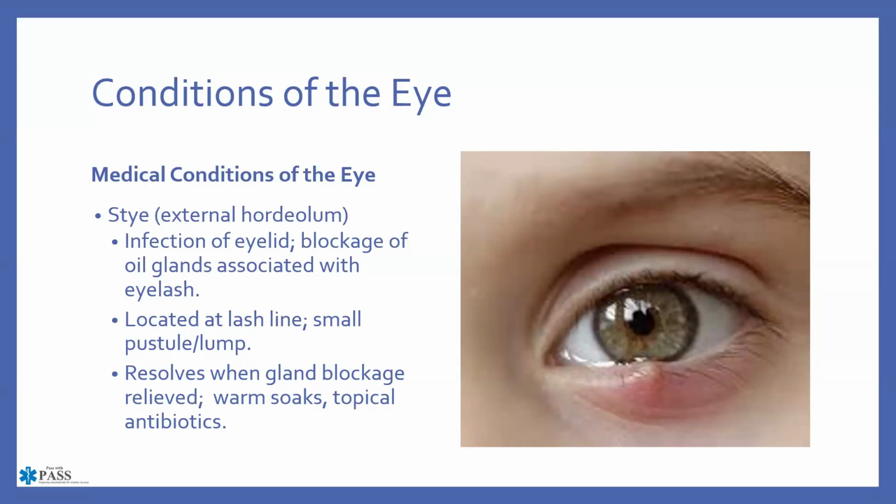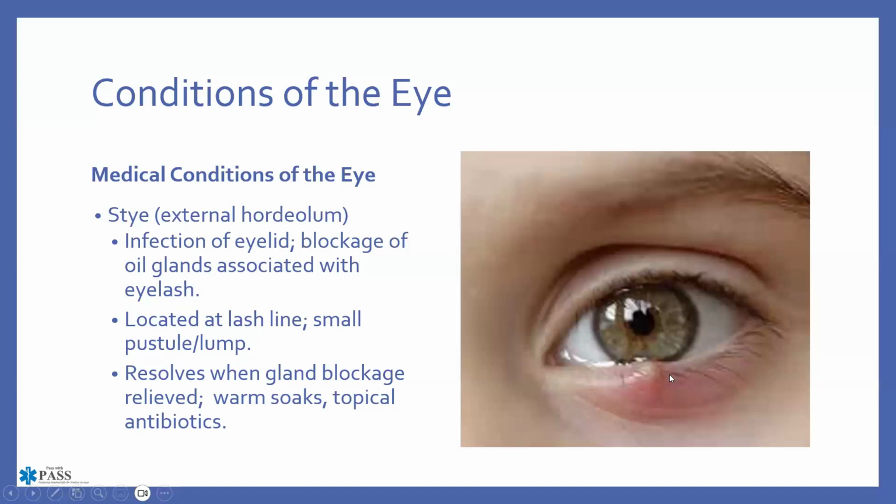One of the conditions that we'll talk about here is a stye, also known as an external hordeolum. This is an infection of the eyelid itself. What ends up happening here is they get a blockage of the oil glands that are associated with the eyelids or the eyelashes. You can see down here the eyelashes.